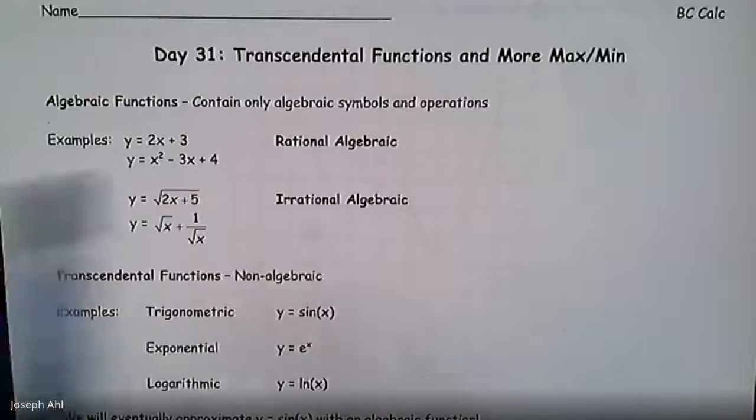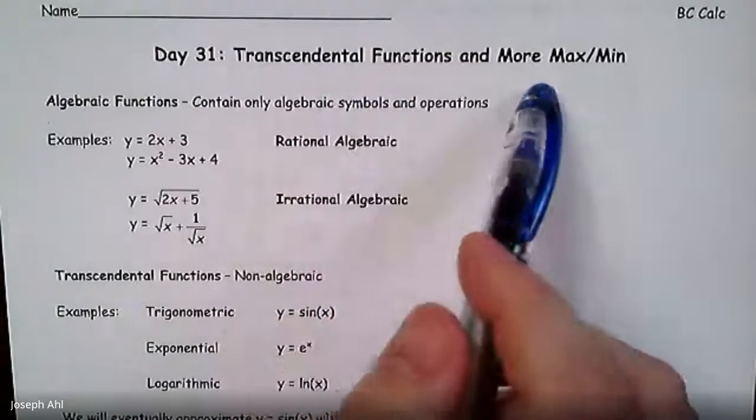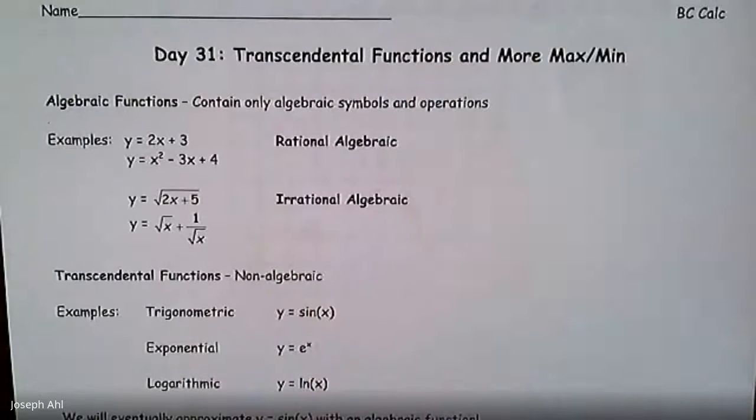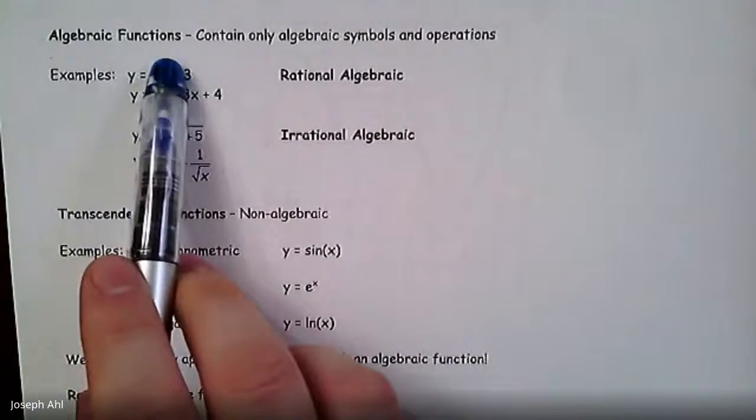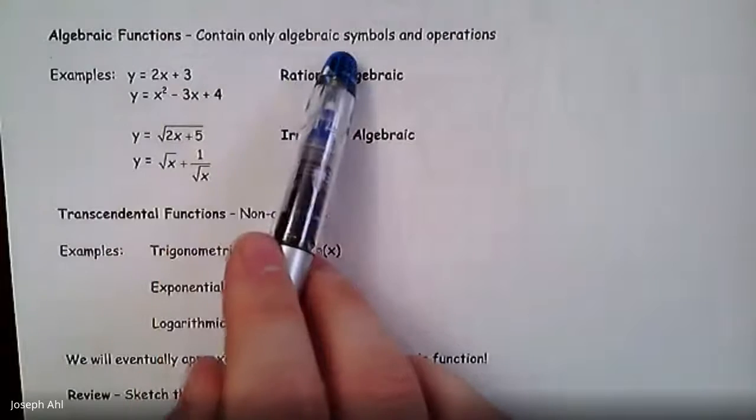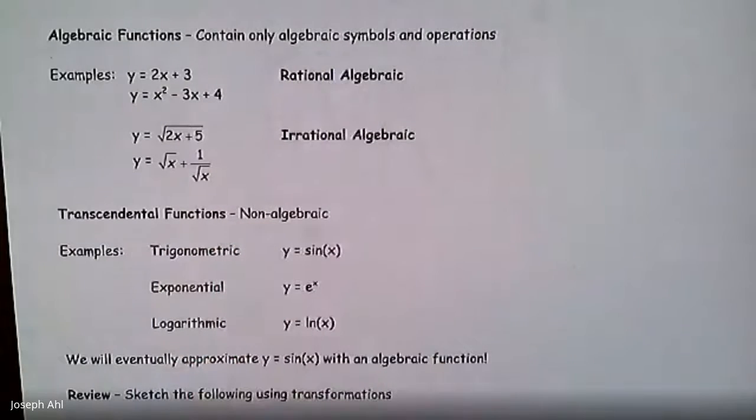So for day 31, we're talking about transcendental functions and a little bit more with max min. So transcendental functions, what are they? Well, to understand what transcendental functions are, we're going to first take a look at algebraic functions. So these are functions which, this will make sense to you, contain only algebraic symbols and operations.